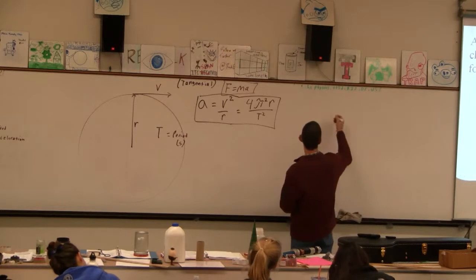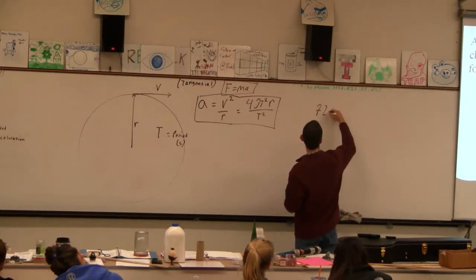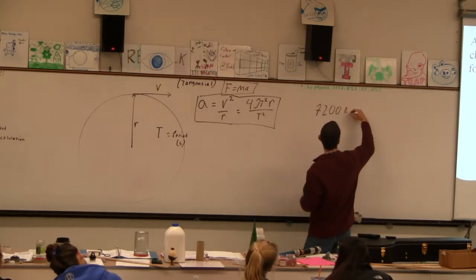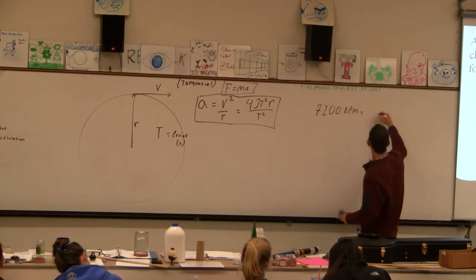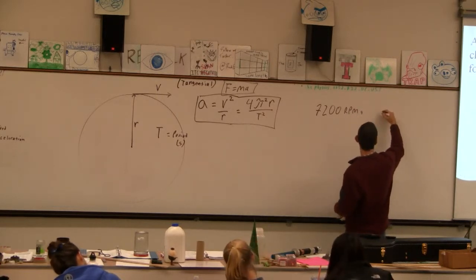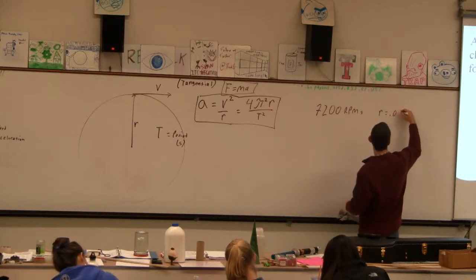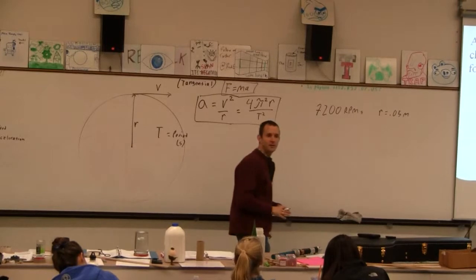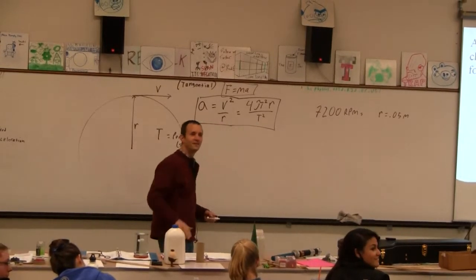So let's just make a problem here. Let's suppose we have 7,200 RPMs, okay? And let's suppose that we're going 7,200 times every minute, and our radius is 0.05 meters, right?